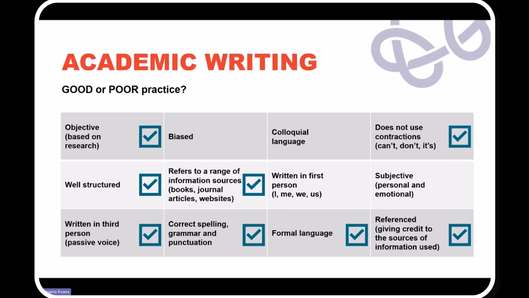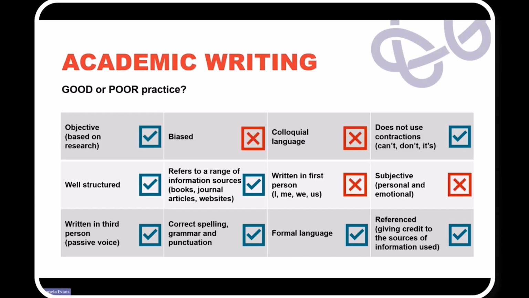Avoid the use of contracted words like can't, don't, it's. Write in full: cannot, do not, it is. And finally, it's referenced by in-text citations to show where your sources of information are from, and a reference list at the end outlining all the sources of information used within the assignment.